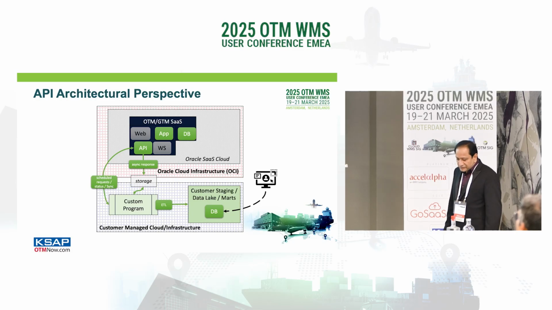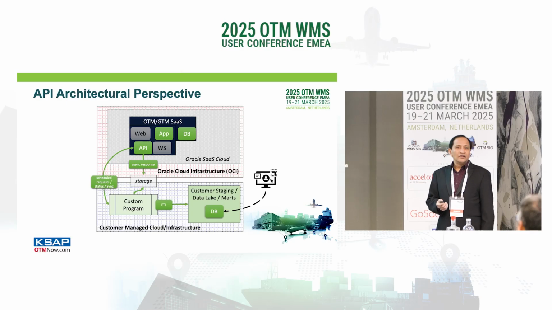So this is from an architecture point of view. As I mentioned already, the request that you make is made as an API, and it is affecting the OTM application server, and then the response that comes back is put in a storage, and then your program, which is orchestrating all of this, can take those files, transform them if necessary, and then load them to your final database, whether it is the staging database or data lake or data warehouse that you want to put it in. So that is how the overall architecture works.